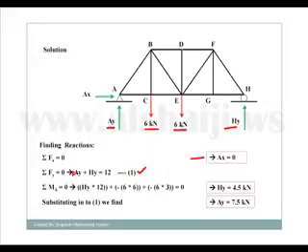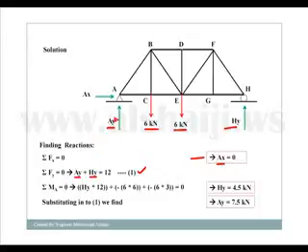The third equation is the summation of the moments about a point. Okay, the total number of unknowns we have in this problem is 3: AY, HY, and AX. We already got a value for AX, which is 0. Now we'll try to eliminate one of these unknowns by using the third equation. And how do we do this?